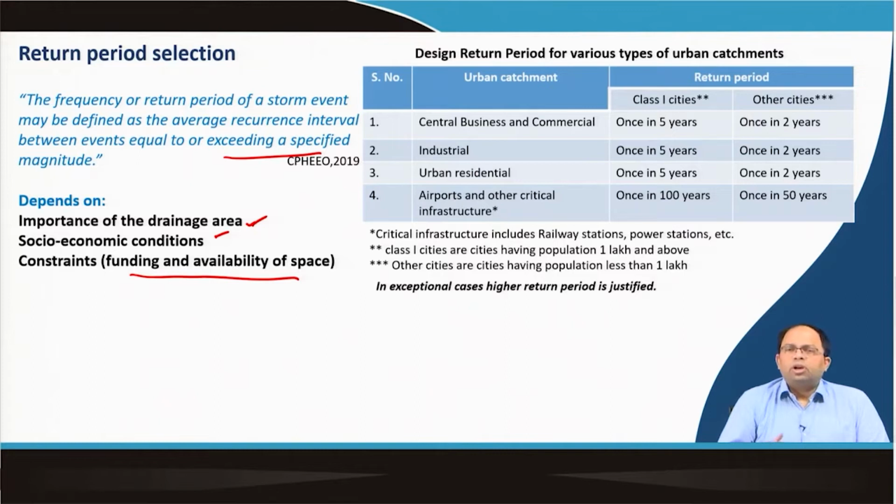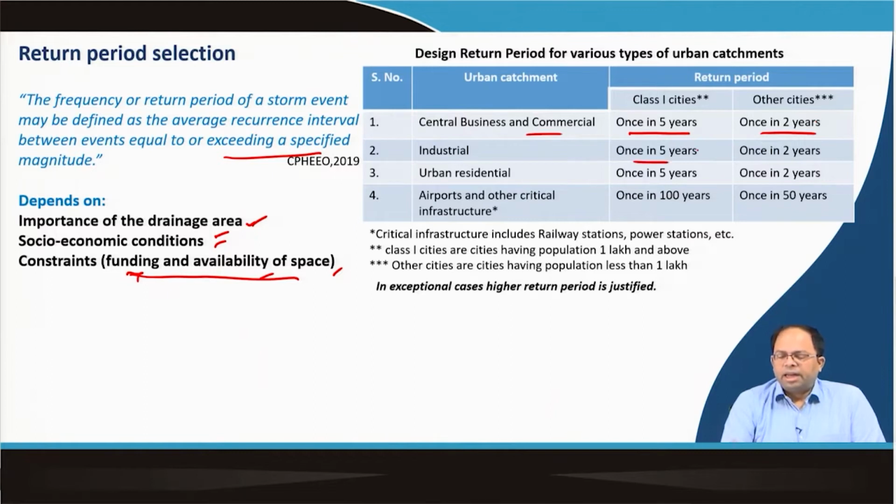So, this will cost money. So, socio-economic conditions will also determine the return period, and other constraints such as immediate funding availability and availability of space for creating those kinds of infrastructure, all this determines what the return period should be. Now, usually for central business districts and commercial areas, for class 1 cities, we take a return period of 5 years, whereas for other smaller cities, we can take a return period of 2 years.